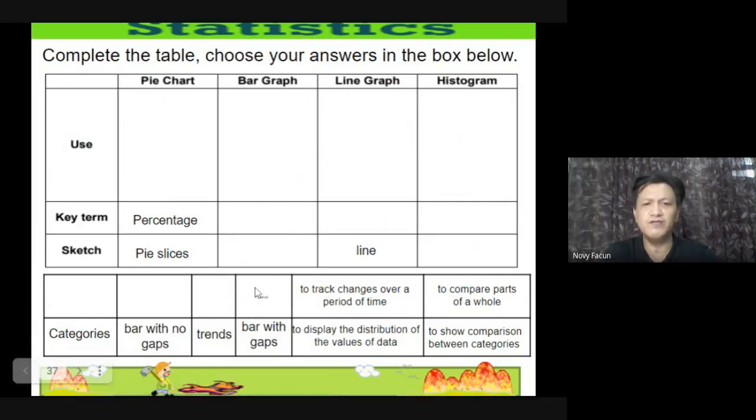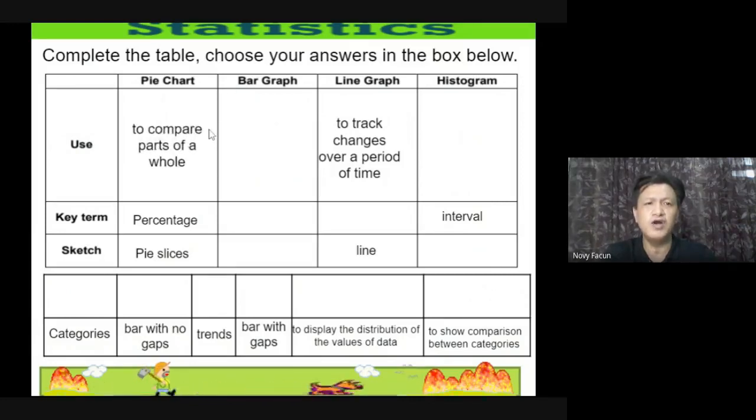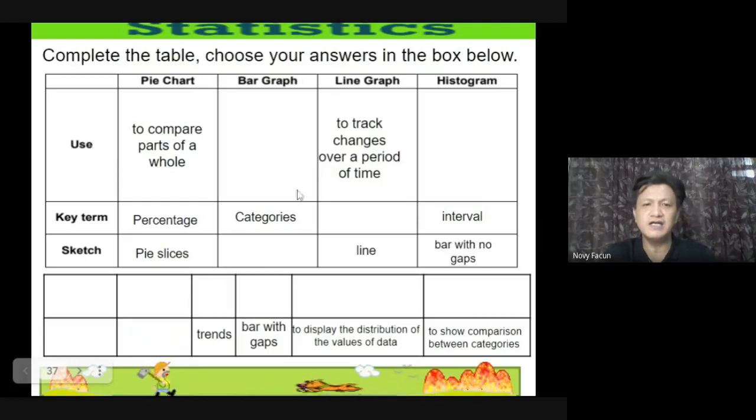And interval, it refers to key term for the histogram. Okay. And to track changes over a period of time, this is for use for line graph. Okay, di ba? Yung pagtaas at pagbaba ng trends natin. Yun yung line. Okay, so how about to compare parts of a whole? Okay, that is used for pie chart. Okay, di ba? Meron tayong mga parts dyan, yung percentage. Then categories, pag sinabing categories, this is key term for bar graph. Okay, then bar with no gaps. Saan kaya ito makikita? That is sketch, di ba? Nag-sketch tayo, dapat walang space, walang gaps. Yun doon sa histogram yon.